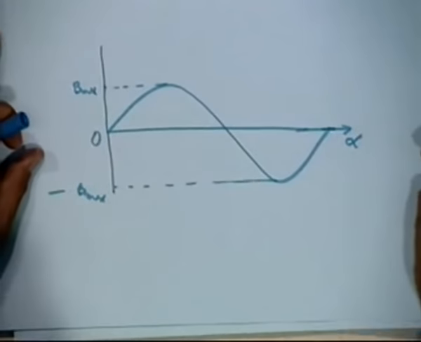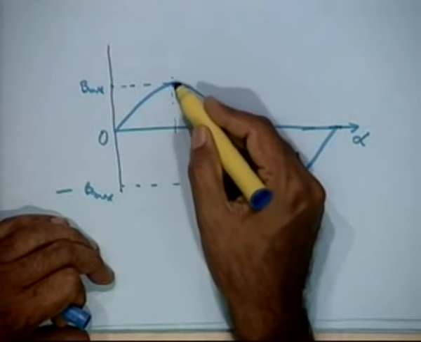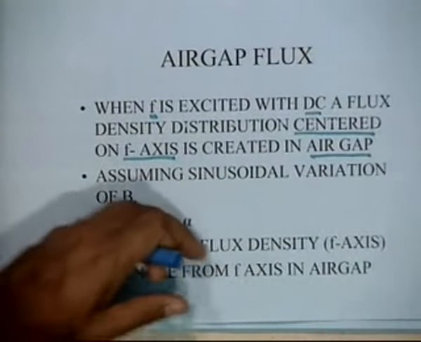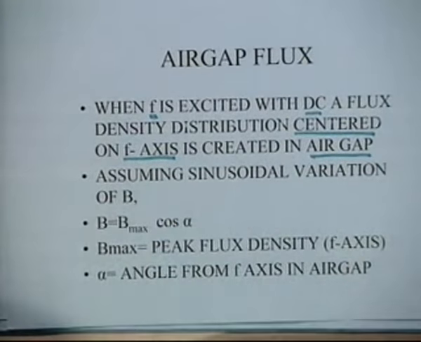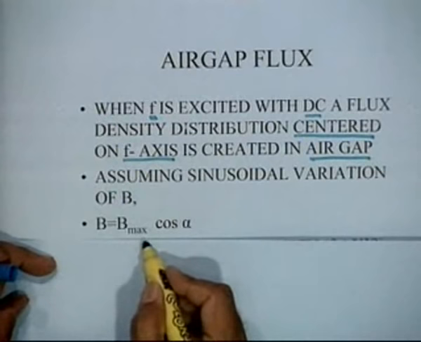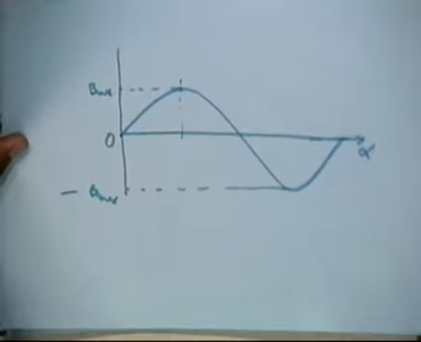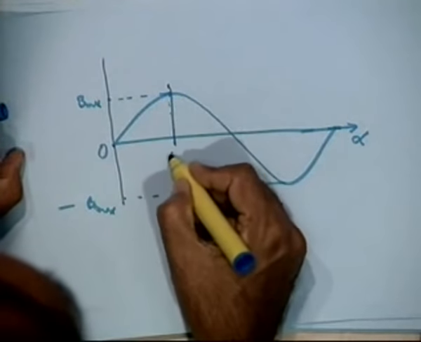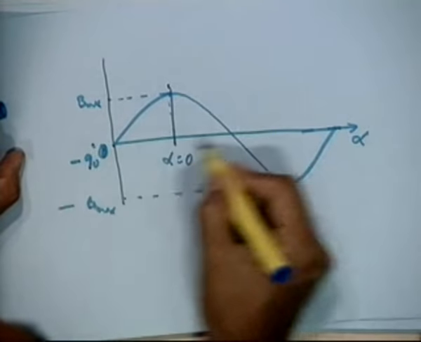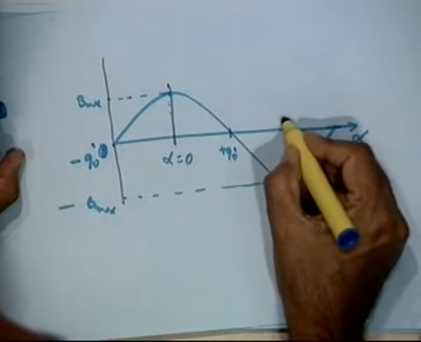So, we assume that this can be a sinusoidal, of course, sometimes you can measure from the pole axis. This is the pole axis, this is the interpolar axis. Okay. Now, we can also write B equal to B max cos alpha, in this case, where I measure alpha, this alpha is 0, okay. This will be minus 90 degrees and this will be plus 90 degrees, okay. This is 180 degrees.